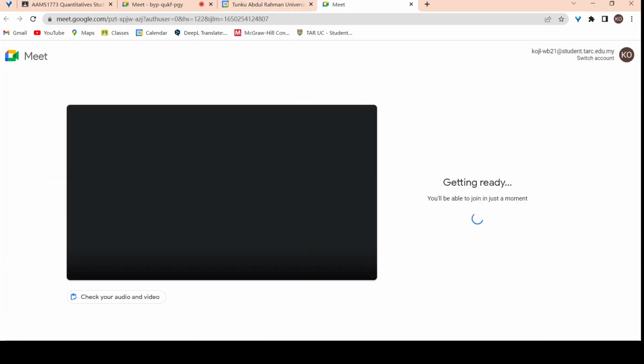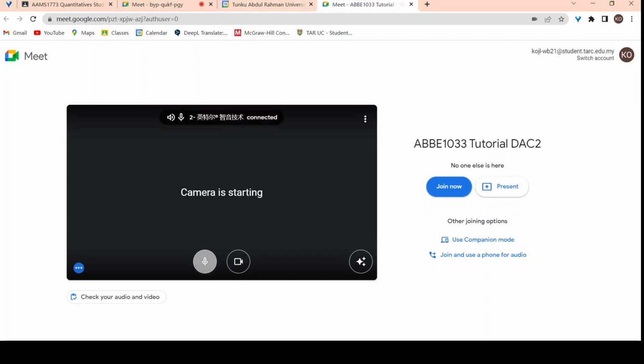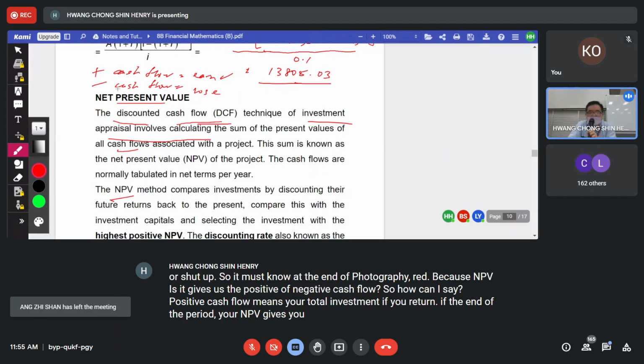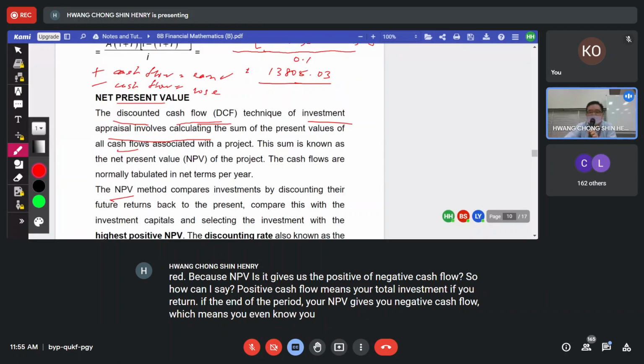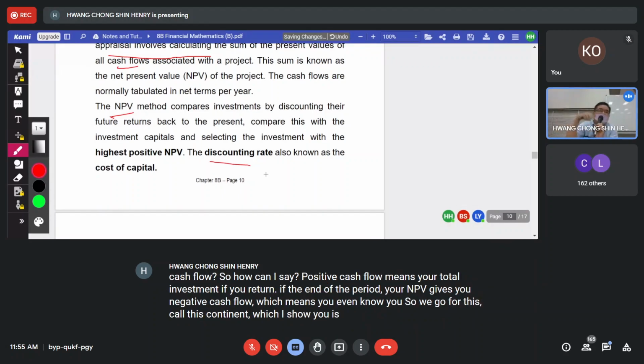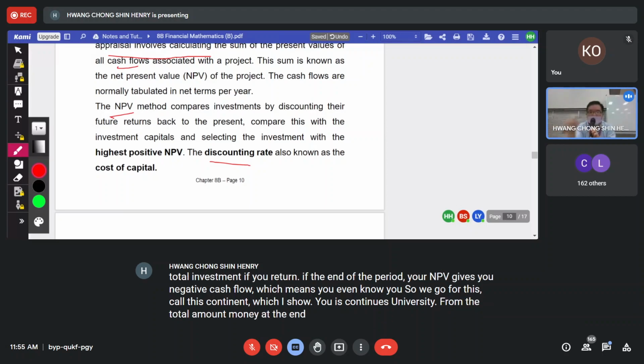So how do I say? Positive cash flow means your total investment gives you a return. You untung duit lah. If at the end of the period your NPV gives you negative cash flow, it means you burned your money out. Understand? So we go for this called discounting rate, which I show you. Discounting rate means you reverse from the total amount of money at the end period back to the front to find the PV.